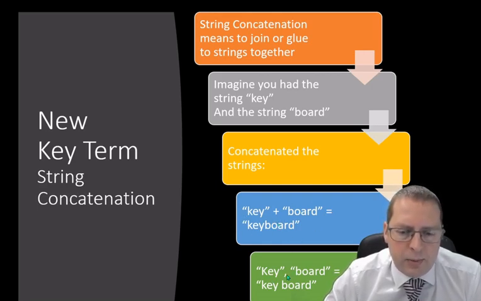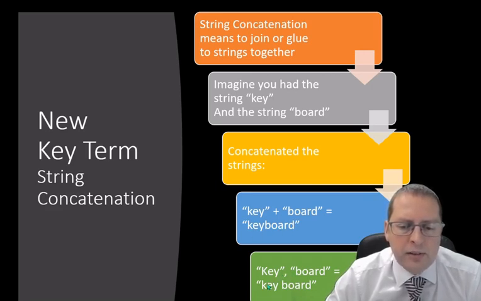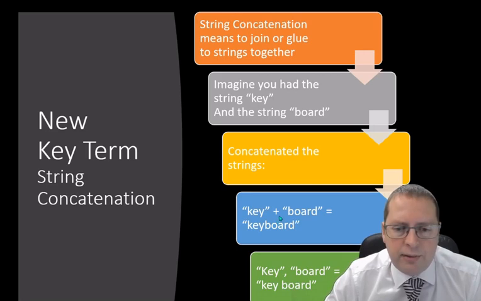Also from last week we had the comma. So key, comma, board. We'll still say keyboard, but you'll have a space in between your words. So sometimes you want to join the words together like this. Sometimes you just want them together, but like a sentence rather than all in one word. So you've got 2 different ways to join or glue words together.